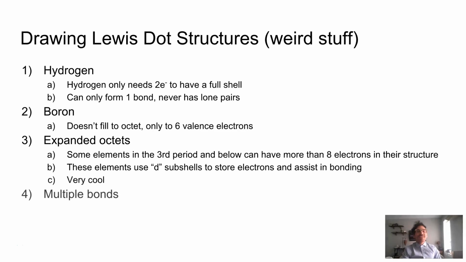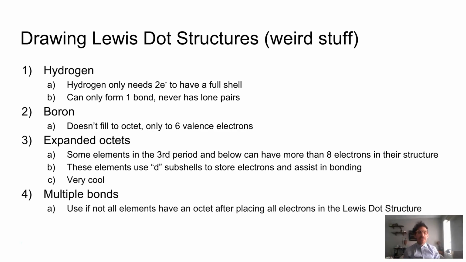Yes, very cool. So the other thing is multiple bonds. When we use multiple bonds, that's going to be if not all of the elements have an octet after we've placed all of our electrons in the Lewis dot structure.